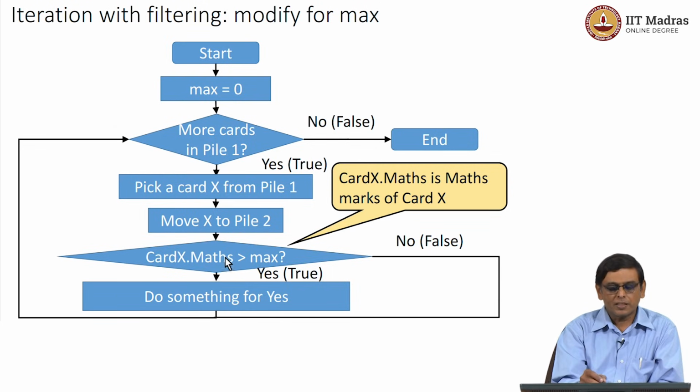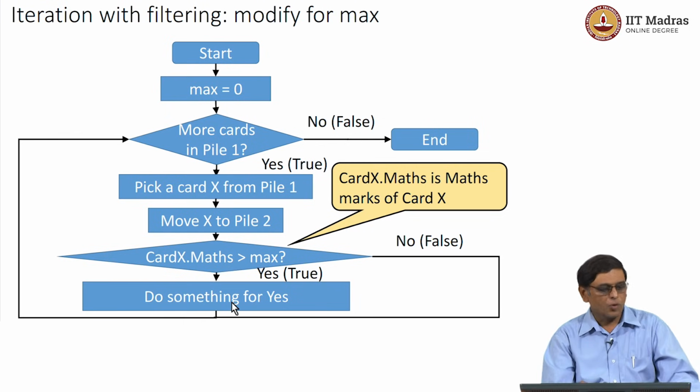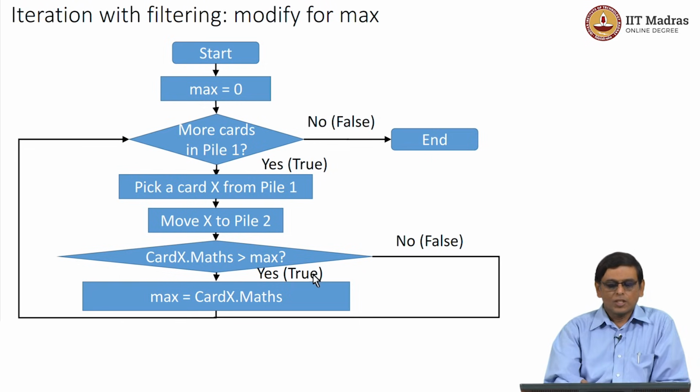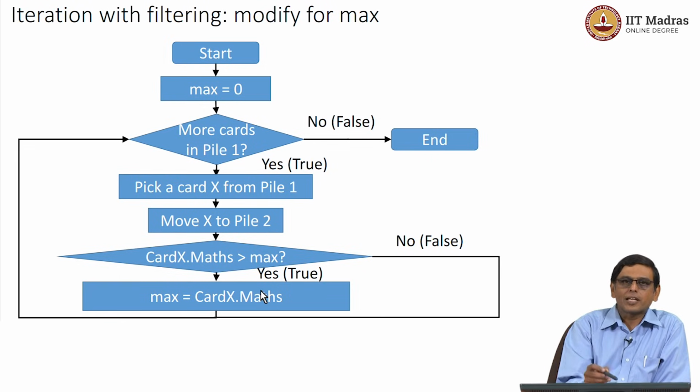If it is greater, then we have to do something, right, and what is that something that we have to do? We have to update the value of max. So, the way to update the value of max basically is to set max to the value of the maths marks on card x.